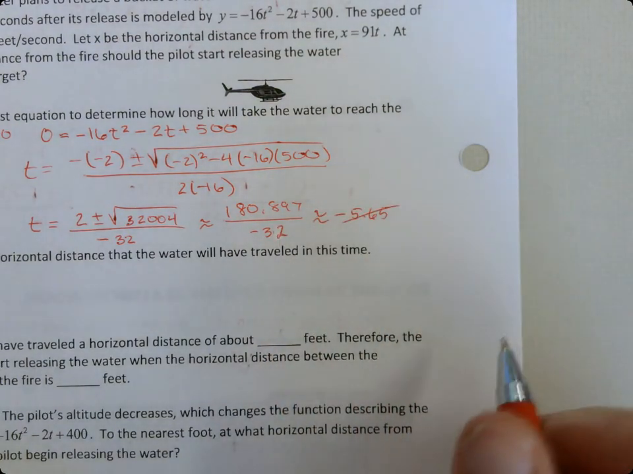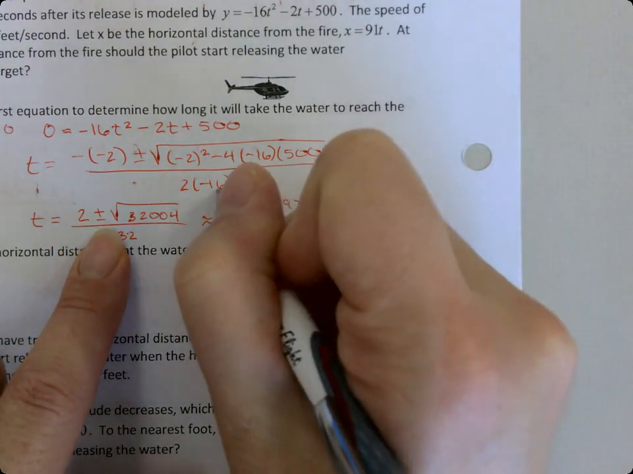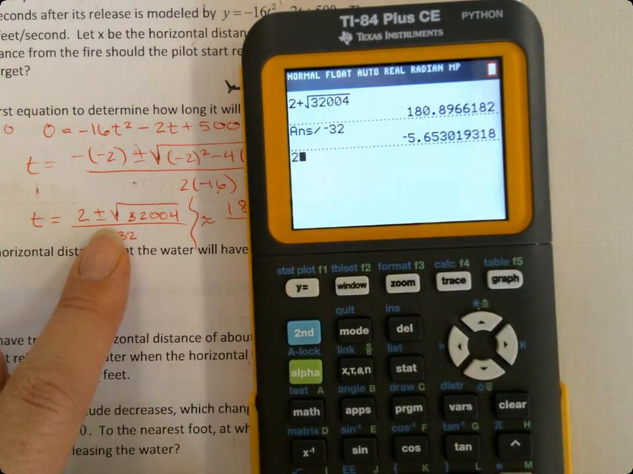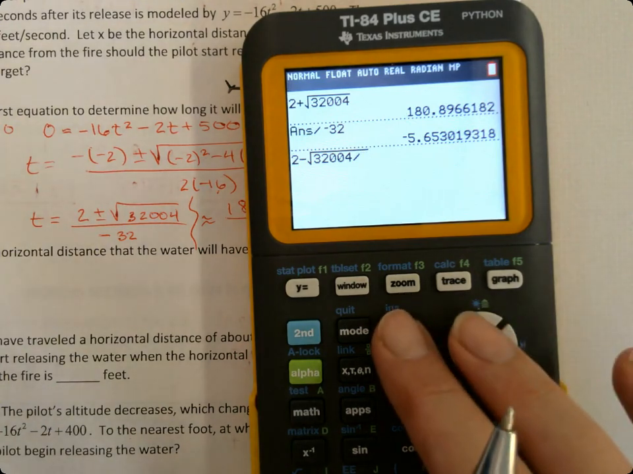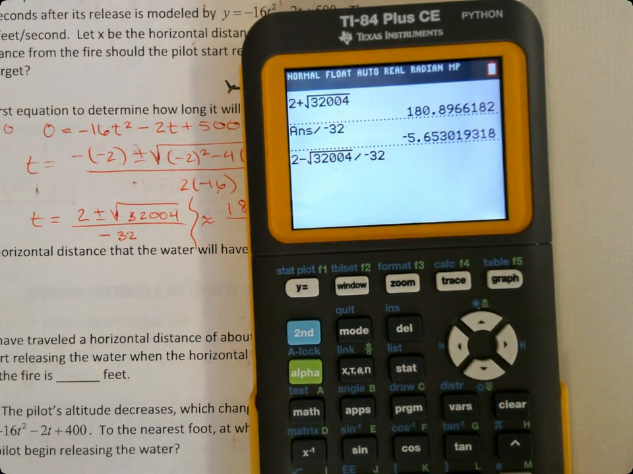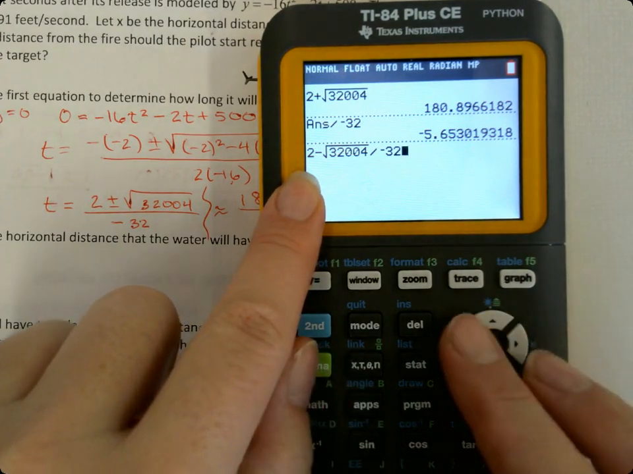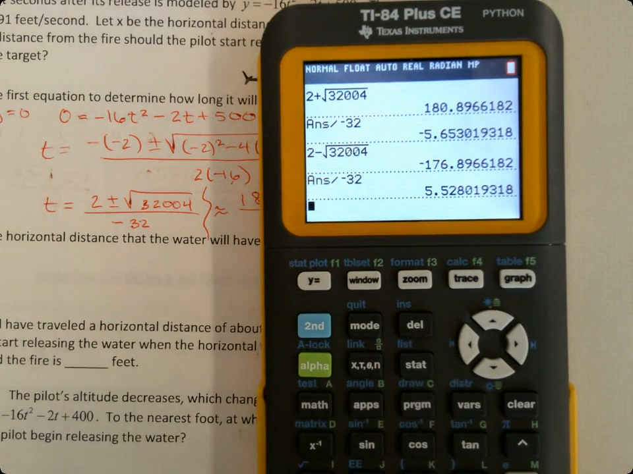So I'm going to throw that answer out, and I'm going to do this problem again, but instead of doing 2 plus it, what am I going to do? I'm going to do 2 minus it. Now, if I want to do it this way, and I go 2 minus the square root of 32,004, here's what I need you guys to see. First of all, if I do this, do you see that I'm still underneath the square root sign? So be careful with that. If I do this, I'm going to get it wrong. Do you understand why I'm going to get it wrong? My calculator is going to divide and then subtract it from 2. So if you're going to put it in like this, you need to get the answer and then divide by negative 32, and I get 5.53. That is the correct answer.